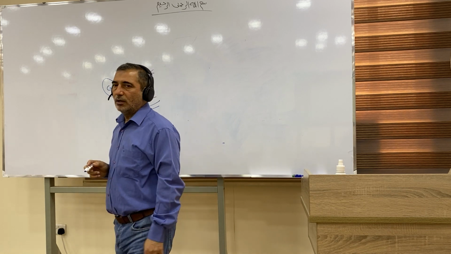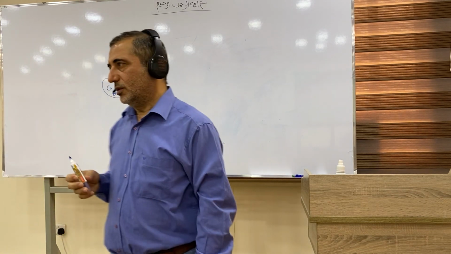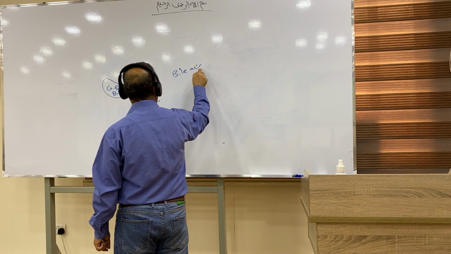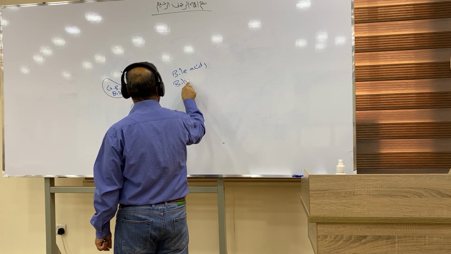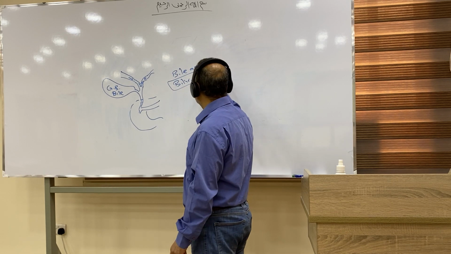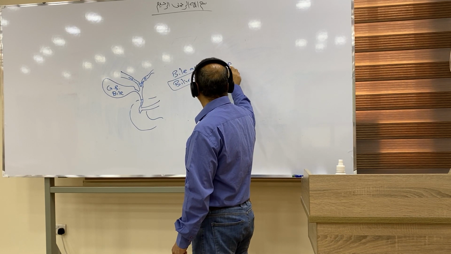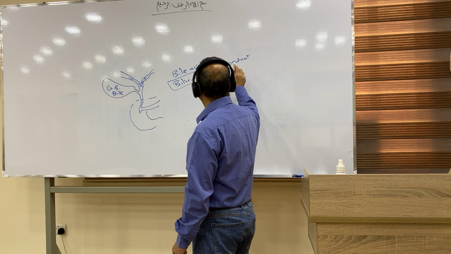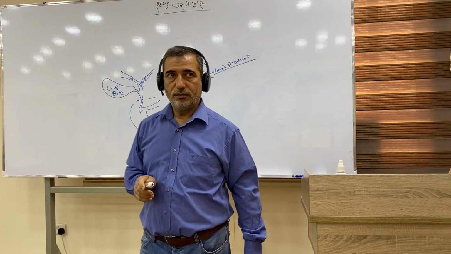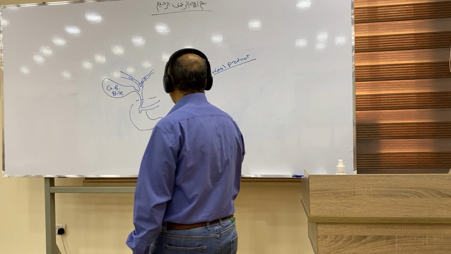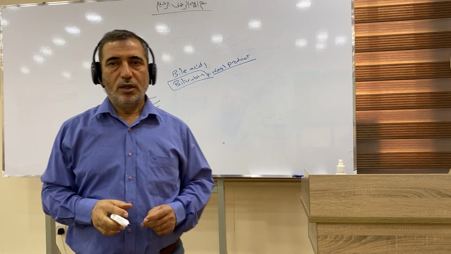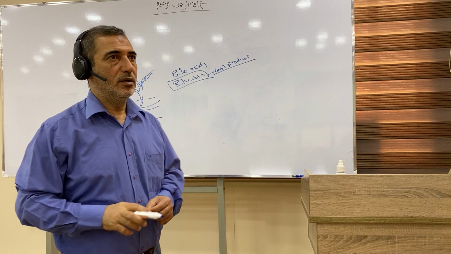What is the function of bile? Bile is very important. Bile contains bilirubin and bile acids. Bilirubin is only a waste product, and it is responsible for the color of the stool. So when there is no bilirubin, the stool will be pale in color.